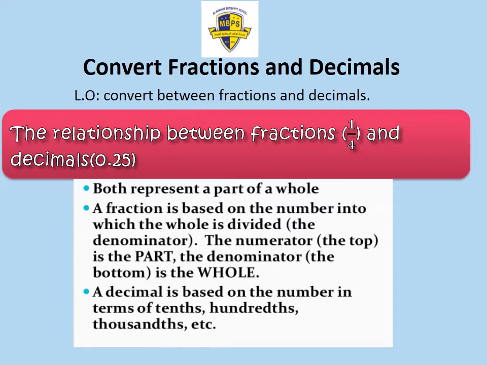Before we start converting, let's remember the relationship between fractions and decimals. Actually, both represent part of a whole, but we write it in two different ways. In a fraction, we write it as numerator out of denominator. The number up represents the part and the number down represents the whole. In decimals, we write it as tenths, hundredths, and thousandths.